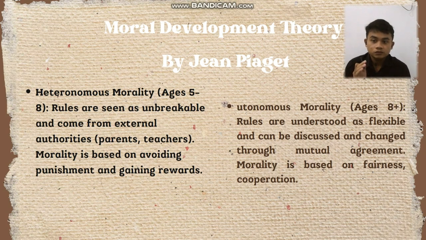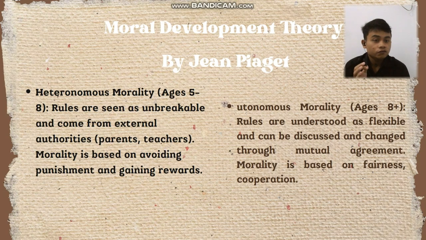For the first one, heteronomous morality, its rules are seen as unbreakable and come from external authorities, parents, teachers, morally based on avoiding punishment and gaining rewards. So the main focus in this first part is avoiding punishment and gaining rewards. What does that actually mean?